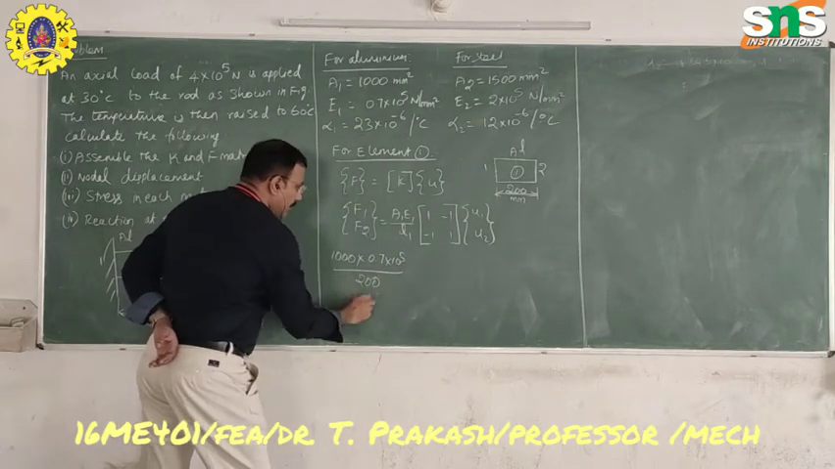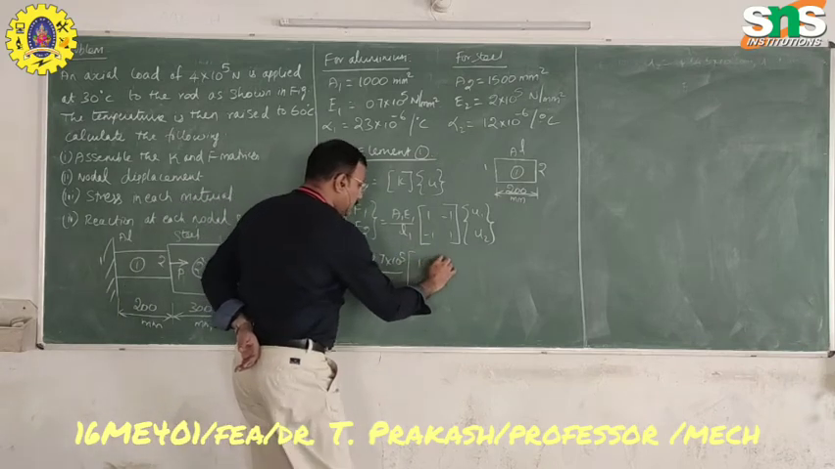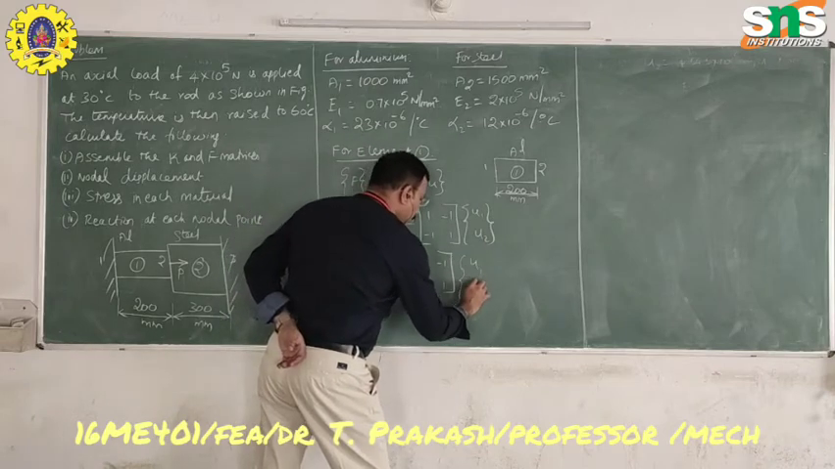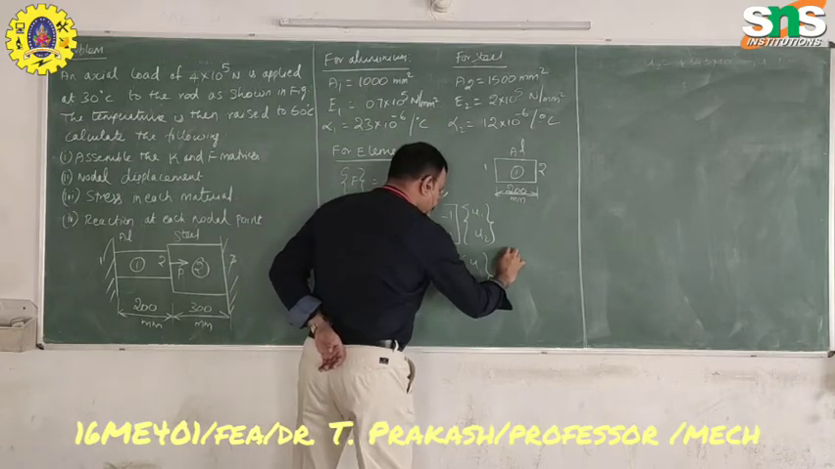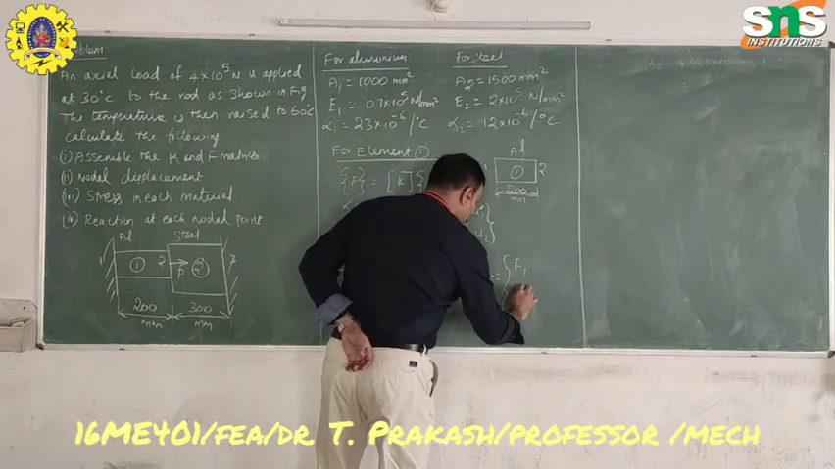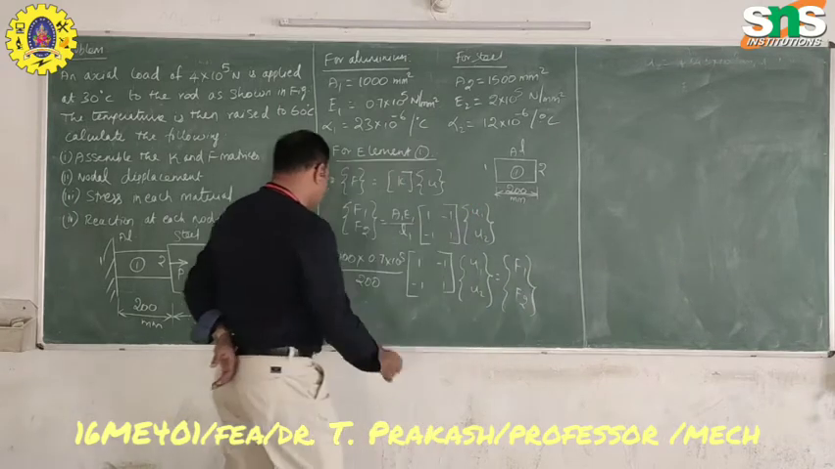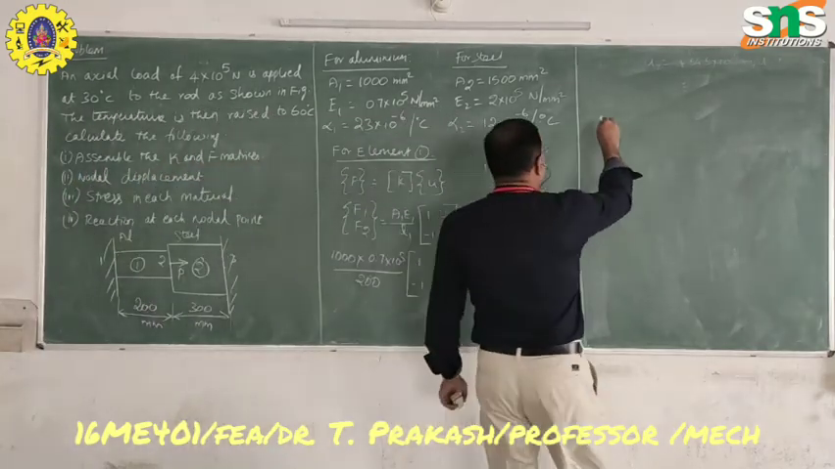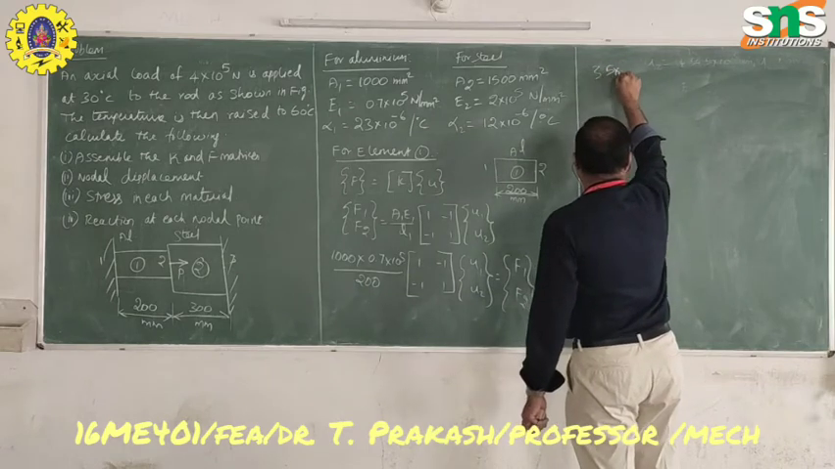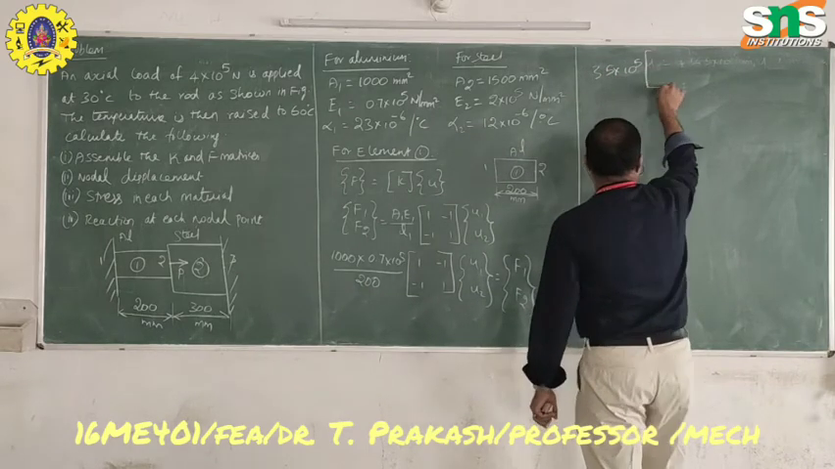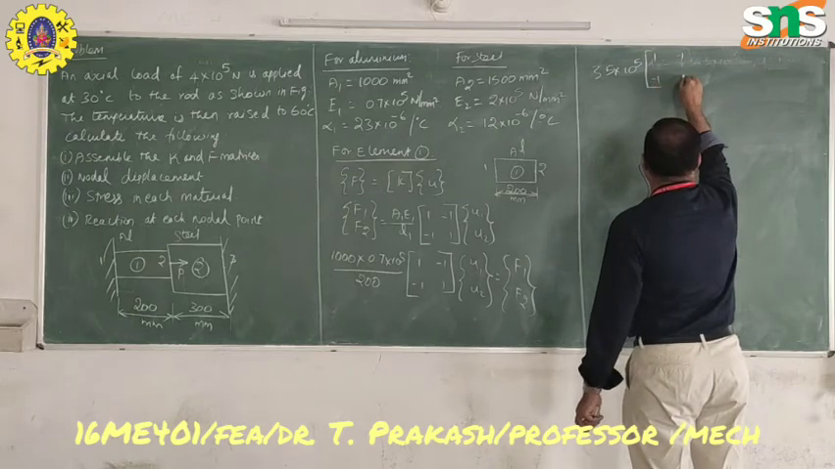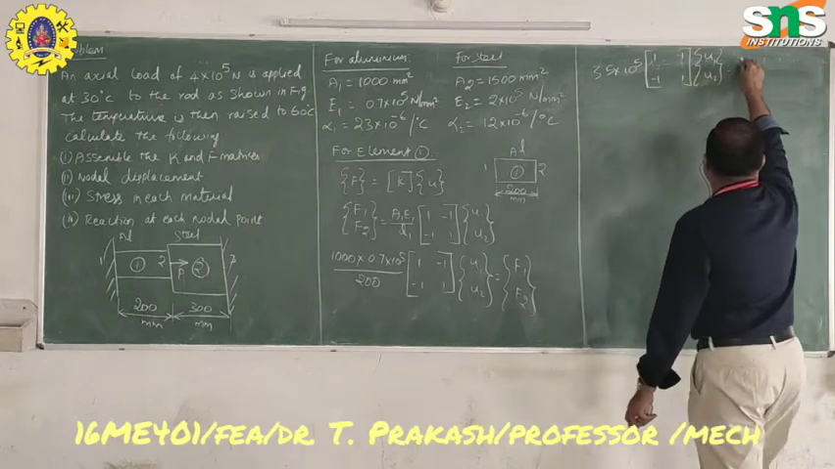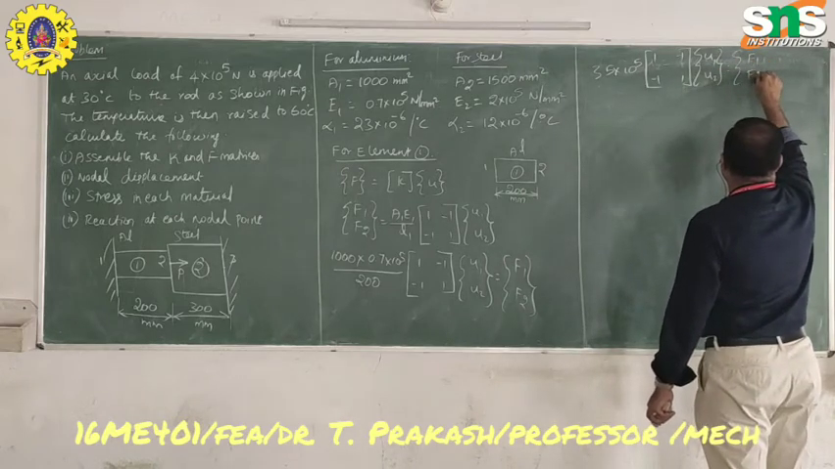All the values are in mm. Into the matrix 1 minus 1, minus 1 1, times U1, U2, the two displacements in the first element, is equal to F1, F2. Now you calculate this value: 3.5 into 10 power 5 is the value, times the matrix 1 minus 1, minus 1 1, times U1, U2, equal to F1, F2.